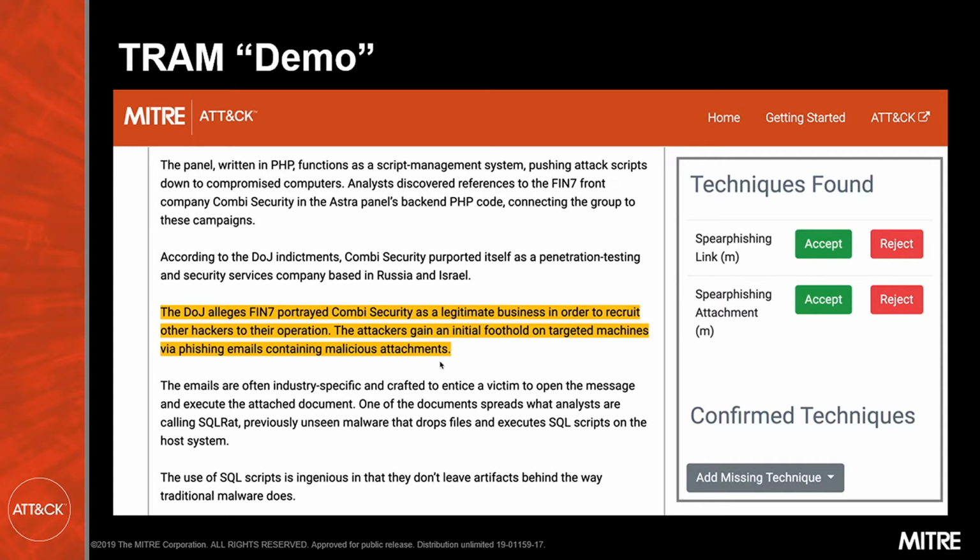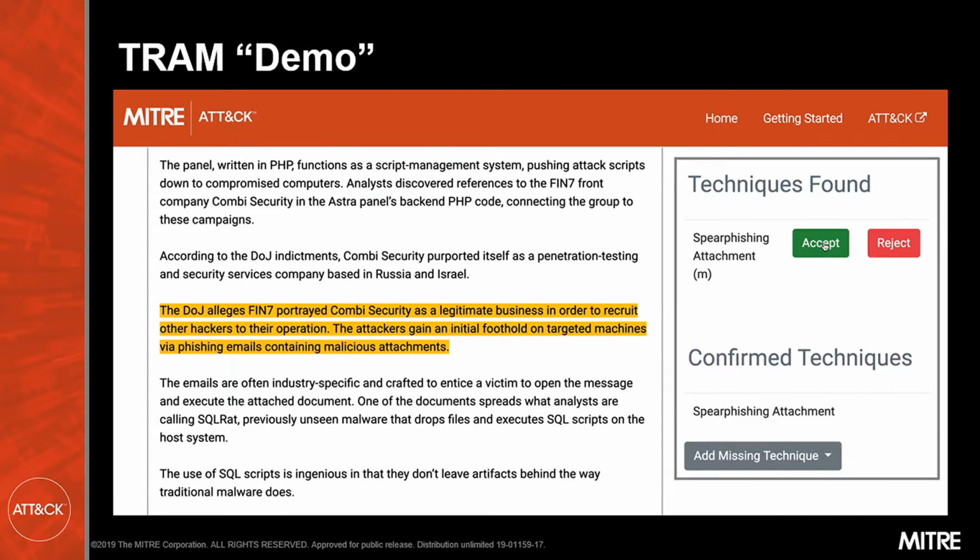Going back to what Jackie said, sometimes the computer still has trouble distinguishing very similar techniques. From here, we can go ahead and reject spear phishing link, since that wasn't what this sentence was talking about, and confirm or accept the spear phishing attachment, since that was correct. And as you can see, it got rid of the spear phishing link from the list and added spear phishing attachment down into the confirmed techniques. So from here, as Jackie mentioned, the models will be updated based on the accepts or rejects as an analyst goes through this report.